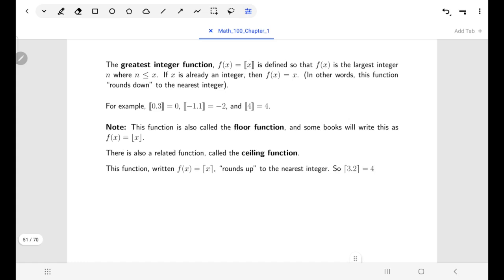Our textbook that we're using uses the greatest integer function written this way. So when we see this symbol in our text, we'll know that that's the greatest integer function, and that it is rounding things down to the nearest integer.